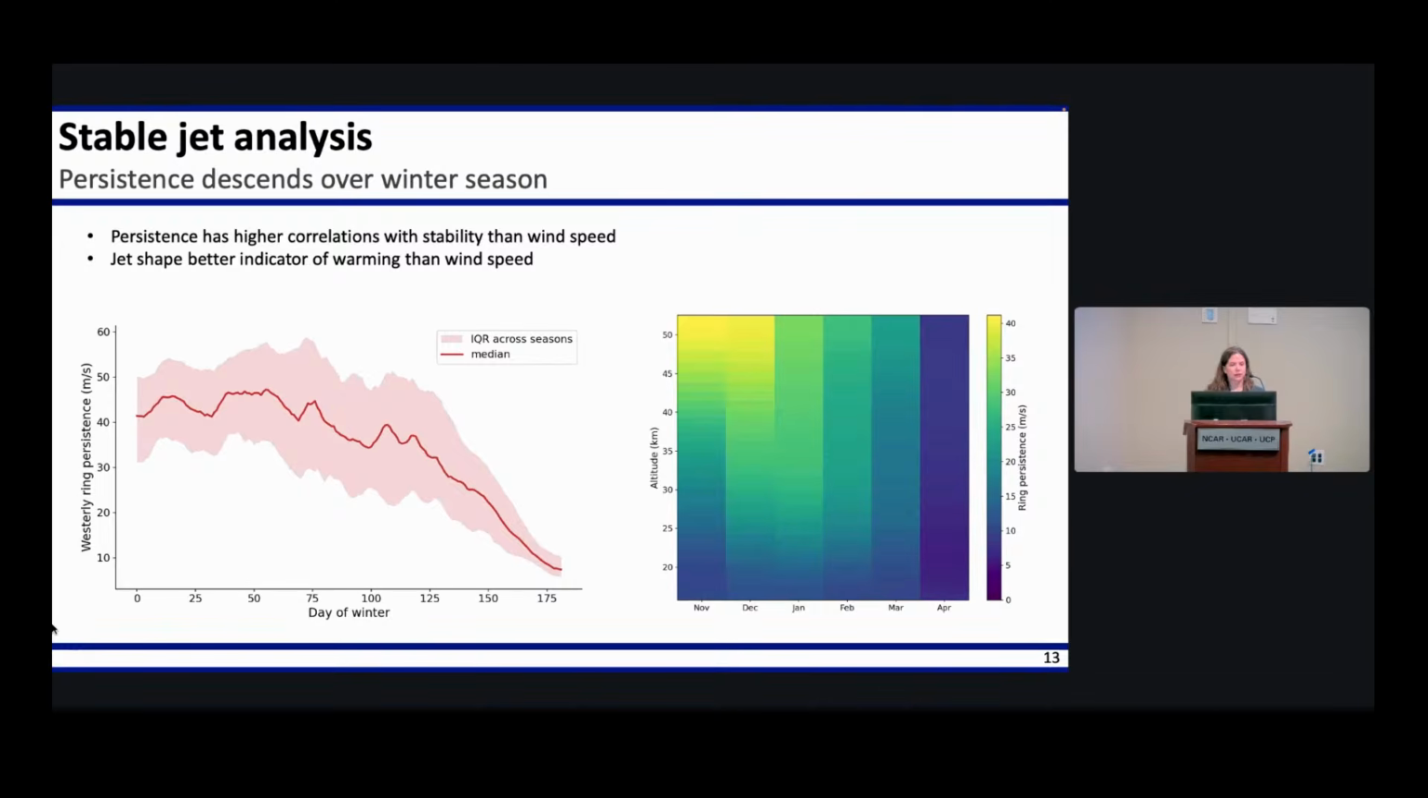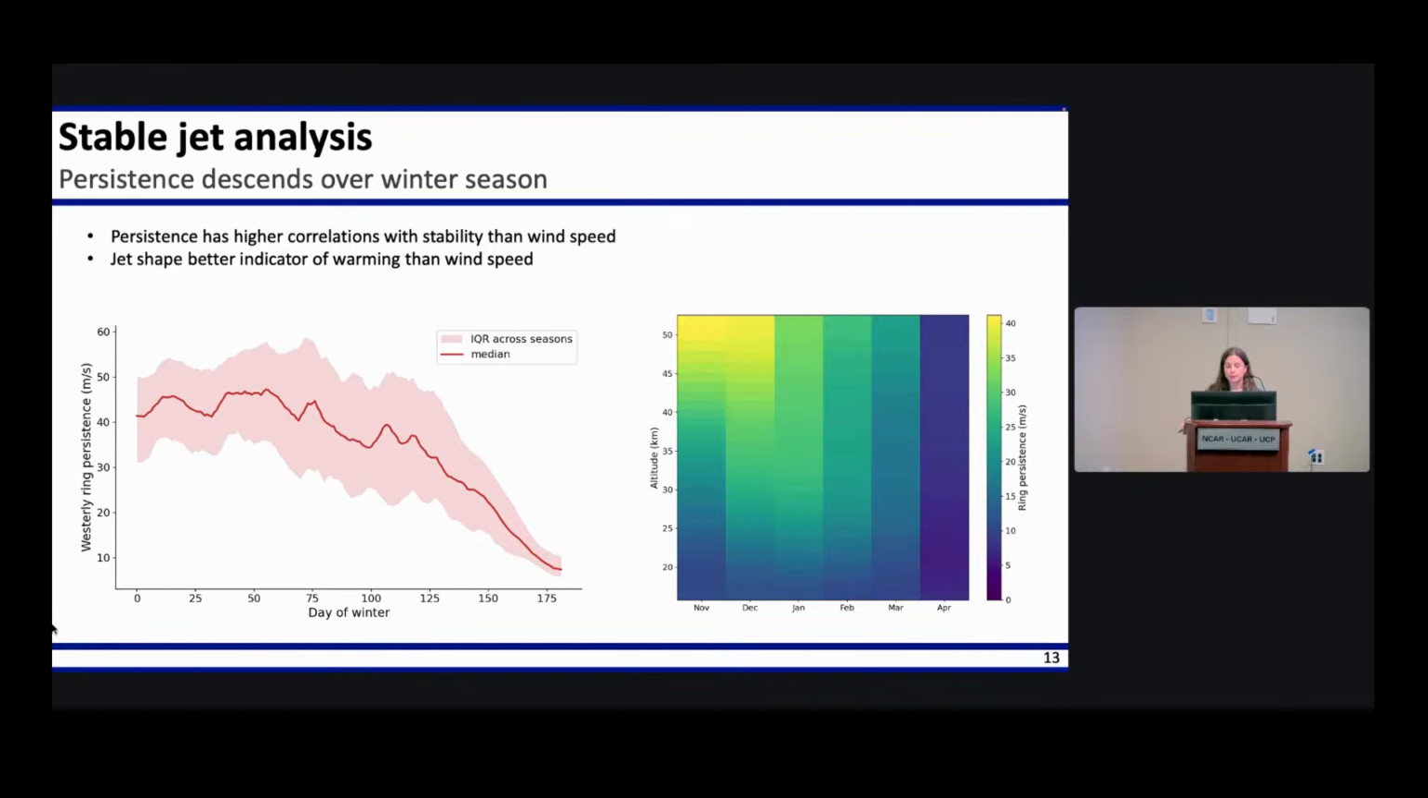So, I talked about persistence a bit, how strong this thing is. We find that persistence has a higher correlation with the jet stability than the wind speed does. So it's a much better measure for looking at when we have a strong, stable jet. And it is also better for the actual detection of warmings, when that breaks apart.